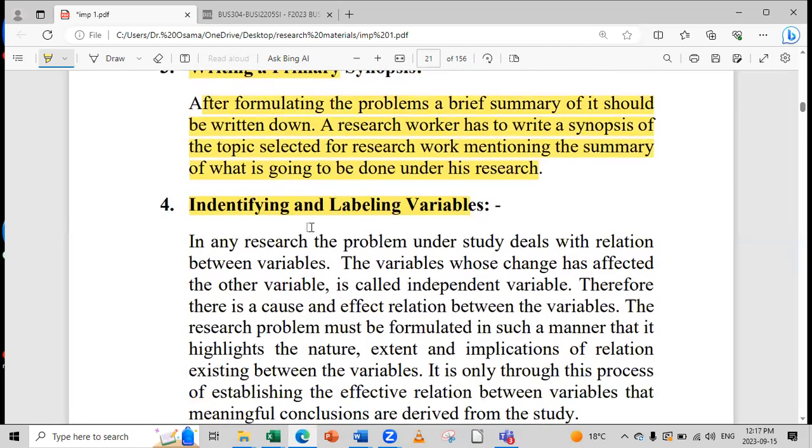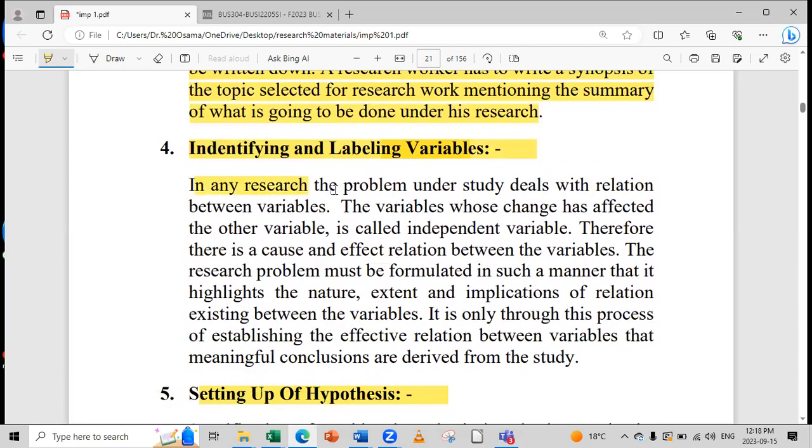After this, identifying and labeling the variables. We said we have an independent variable and we have a dependent variable. So the professor or the scientist who will study the reasons for the breast cancer, he will say the breast cancer is the dependent. And what is leading to the breast cancer? The causes are the independent. You guys got me?